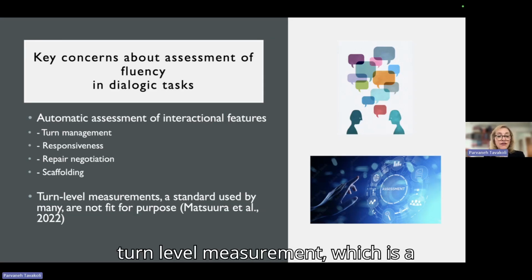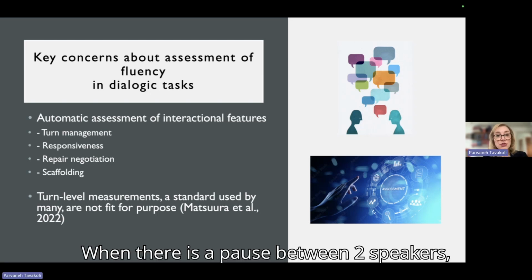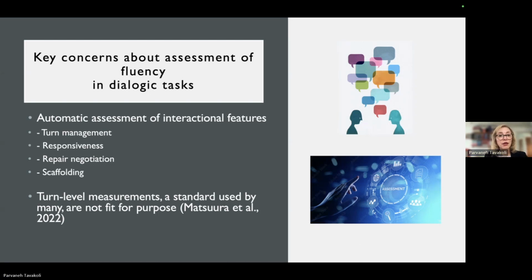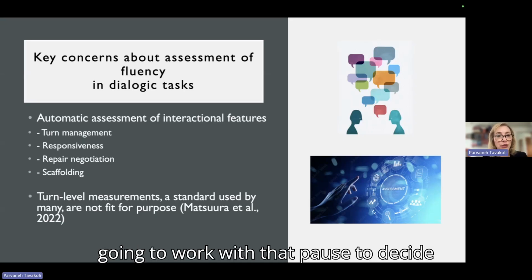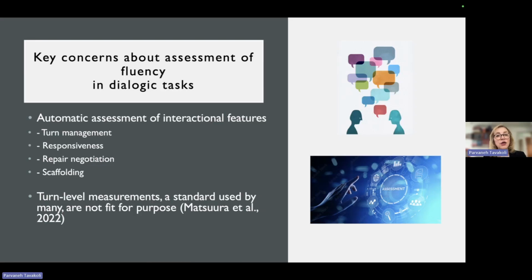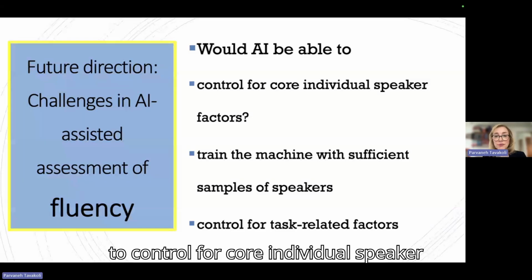We know that turn level measurement, which is a standard used by many in monologic tasks, is not fit for purpose for dialogic tasks. When there is a pause between two speakers, whose pause is that? And how is AI going to work with that pause to decide who is the more fluent speaker? My key questions: would AI be able to control for core individual speaker factors?